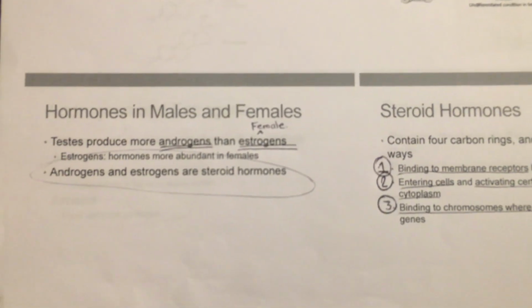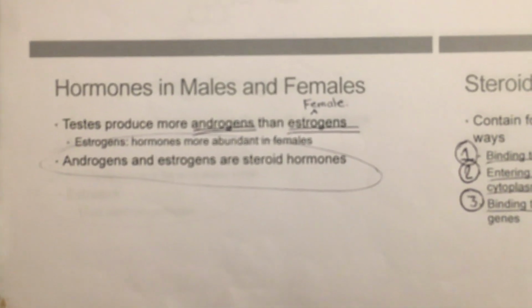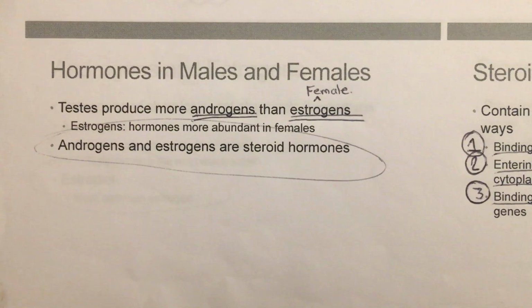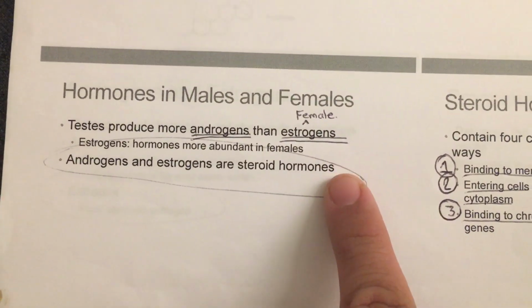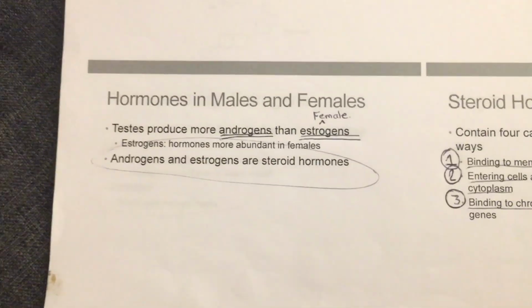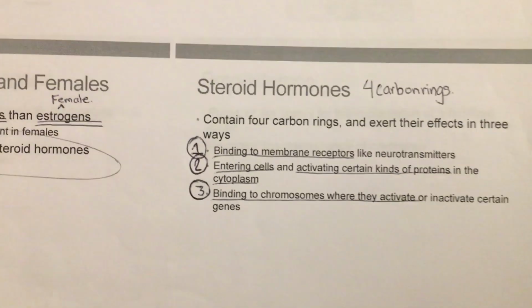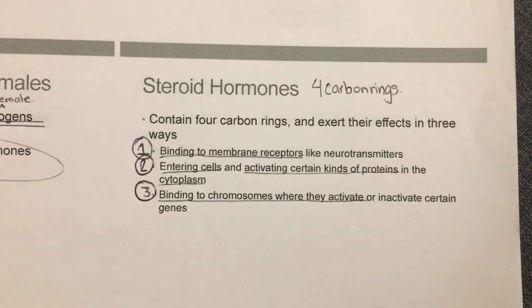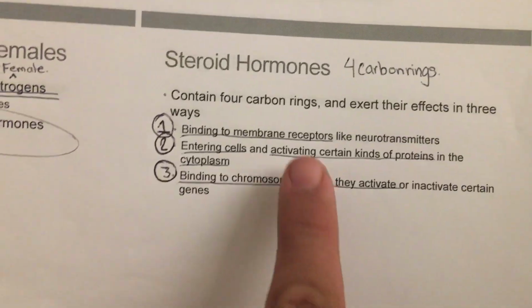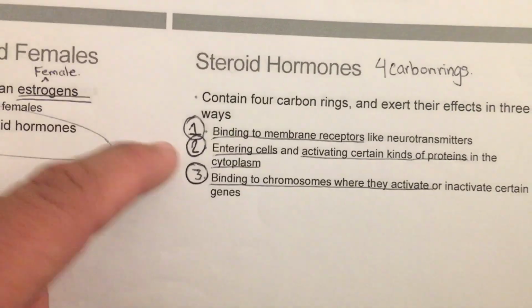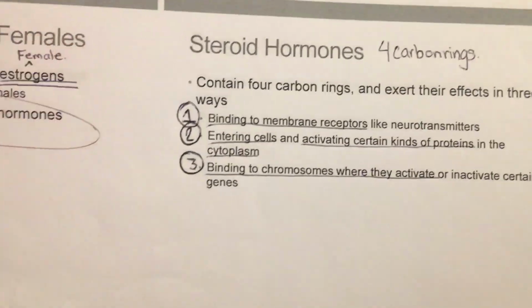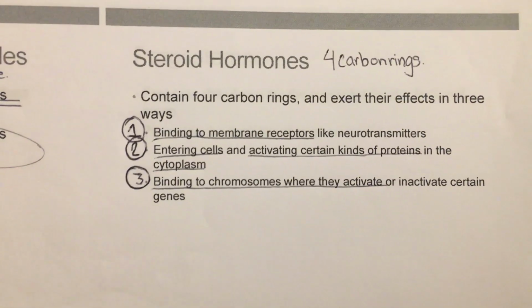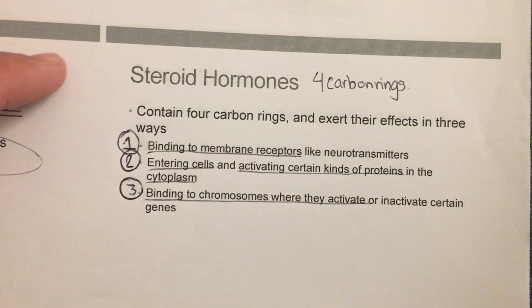Males' testes produce more androgens than females, and females produce more estrogens. These are important hormones that differentiate our functions. Androgens and estrogens are steroid hormones. Steroid hormones contain 4 carbon rings, okay? They act by 1, binding to the membrane receptors like neurotransmitters, 2, entering cells and activating certain types of proteins in the cytoplasm, and 3, binding to chromosomes where they activate or inactivate certain genes.